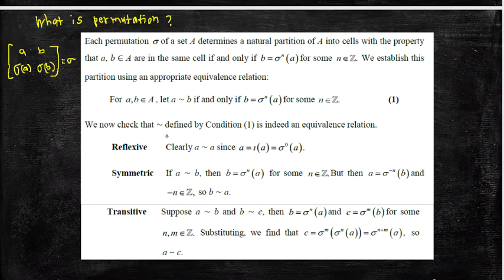And this relation follows these three equivalence properties. The first one is reflexive, when we have a is related to a. The second one is symmetric: when a is related to b, then b is related to a. And the last one is transitivity: when a is related to b and b is related to c, then a is related to c.